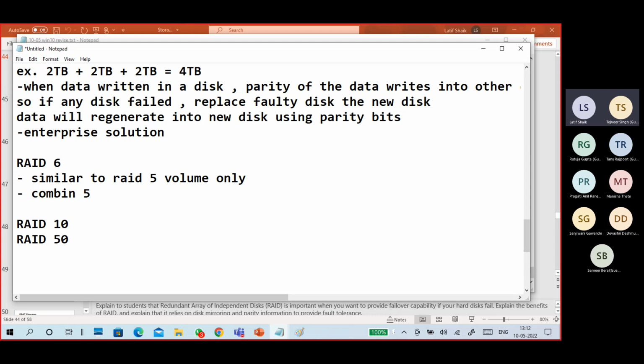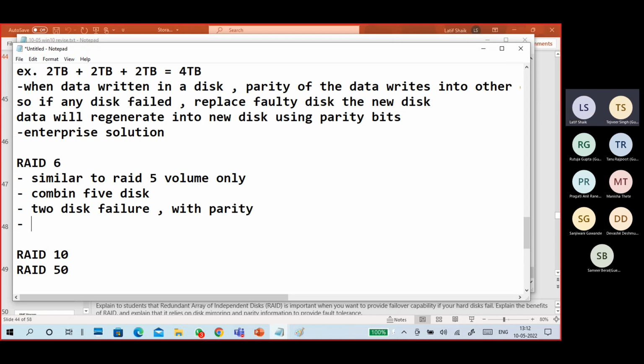It's a combination of 5 disks or more. It's a 2 disk value, not a single disk value, with parity. If 2 disks have failed, still we can access the data.